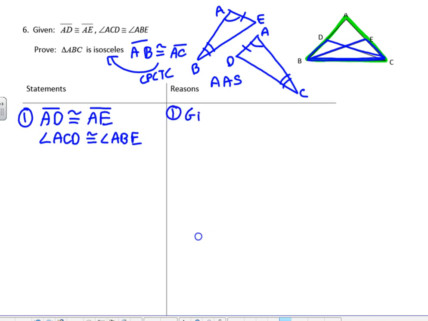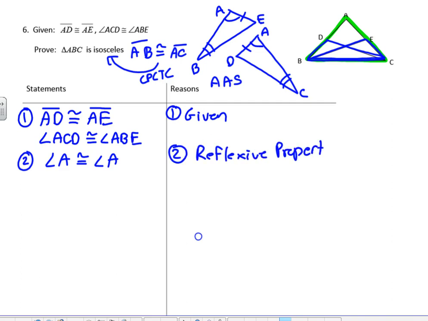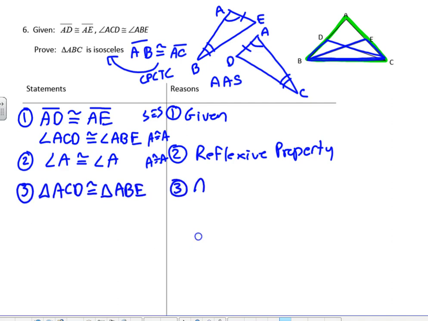That is given. Okay, so now what else did we need to prove the triangles are congruent? That angle A is congruent to angle A, and that's true by the reflexive property. It's the same angle. So this is our side congruent to a side, angle congruent to an angle, angle congruent to an angle. So therefore the triangles are congruent. So triangle ACD is congruent to triangle ABE, and that's by angle, angle, side congruent to angle, angle, side.